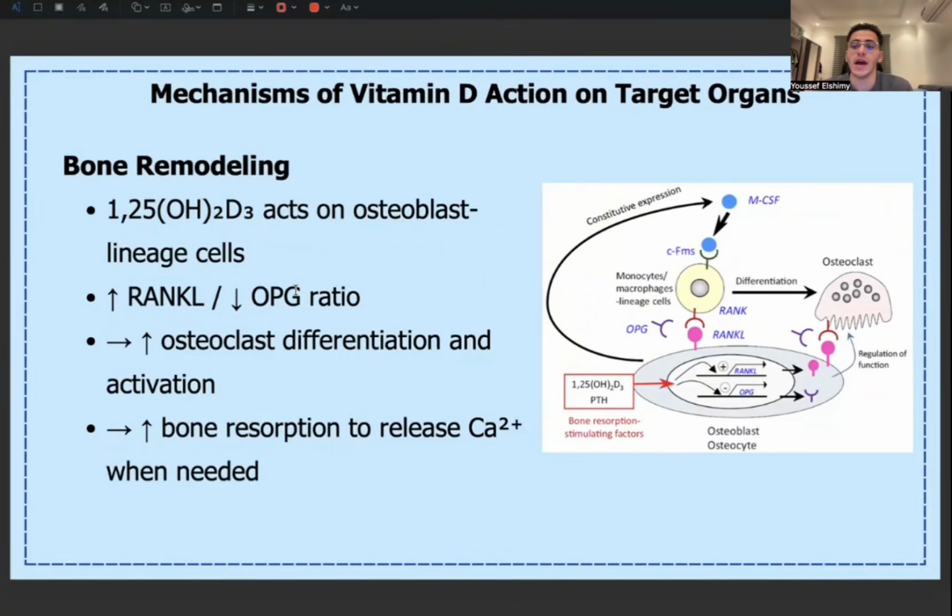And whenever we have osteoclast activation and differentiation, this would lead to increased bone resorption to release calcium when needed.